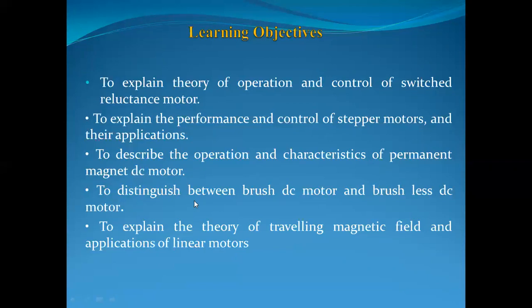Example, the washing machine is one of the best examples, which works on fuzzy logic, neural networks or fuzzy logic in present days. Next, explain the performance and control of stepper motors and their applications, and describe the operation and characteristics of permanent magnet DC motors, and also brushed DC motors and brushless DC motors.